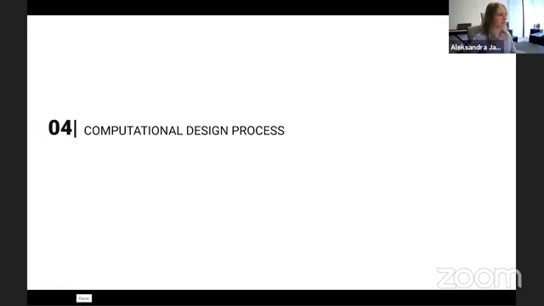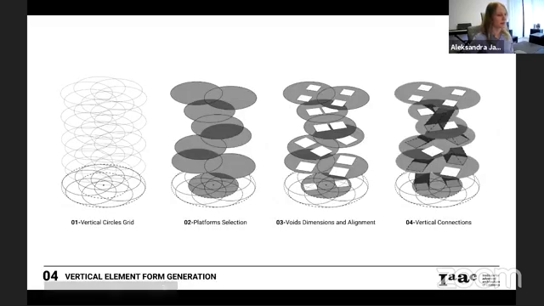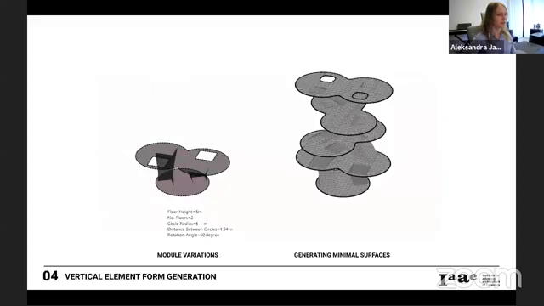Now, talking about our computational design process, our goal was to fit our geometry in between the existing trees. First we identify our plot, then we identify the location of trees, and we define a hexagonal grid in which we pack circles. For each level we have 2 circles, and for the ground floor we have 1 circle to minimize the impact on the ground. Then we start connecting them vertically.